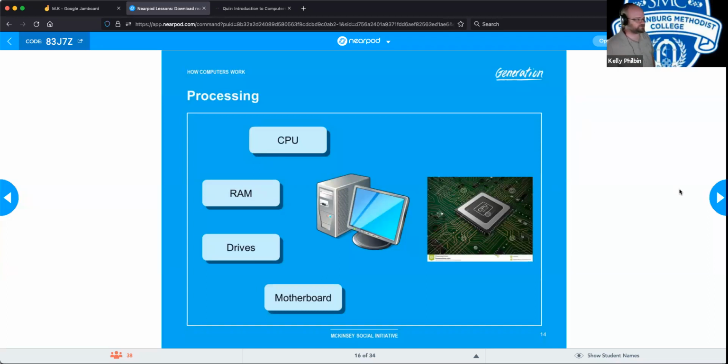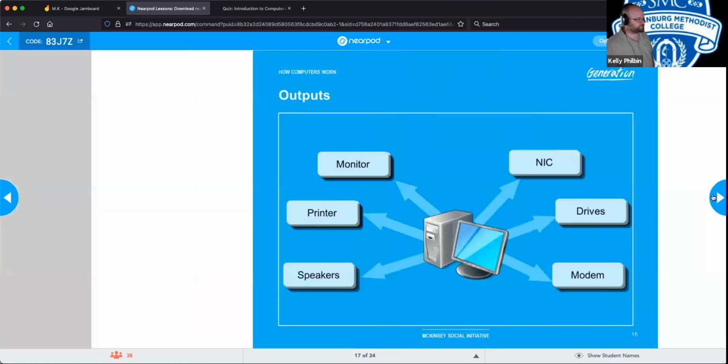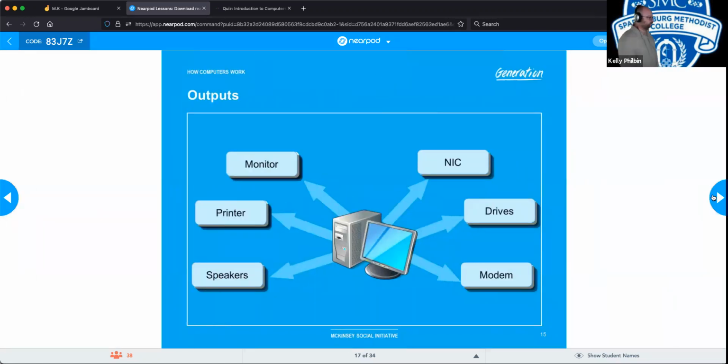All right. Outputs. Anything you can receive information from or send information out. So your network interface card, that is an input and an output. Drives, your modem, speakers, printer. As long as we're not talking about all-in-one devices, we're talking about specifically just speakers. The monitor itself.